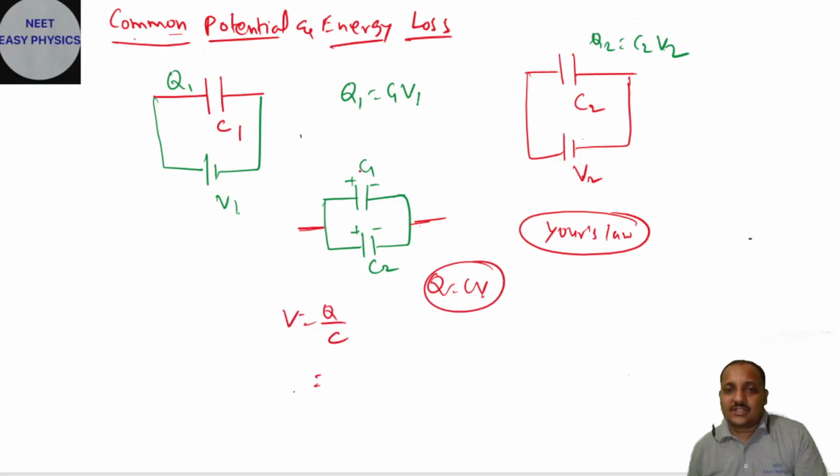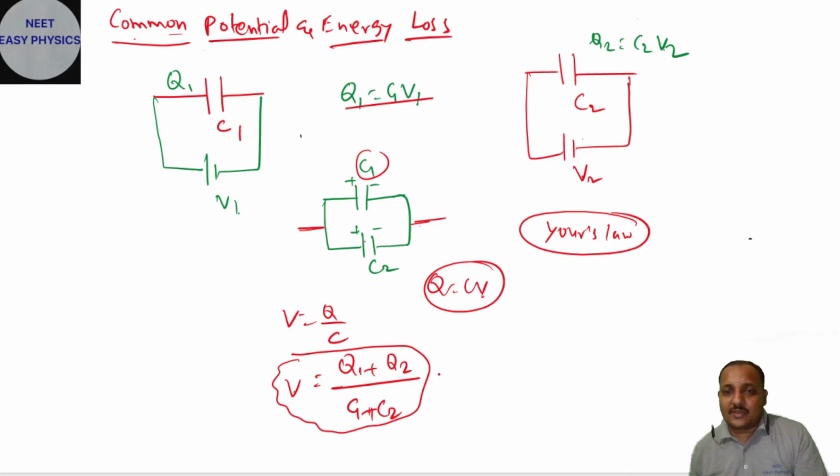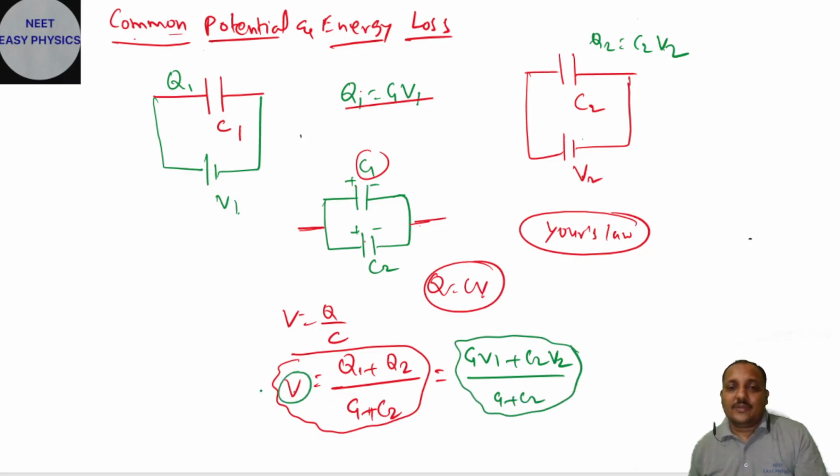Now what is the total charge? What is the charge on C1? Q1. So Q1 plus Q2, and how are these two connected? In parallel, so C1 plus C2. This is the common potential formula. In place of Q1, what will we write? C1 V1 plus C2 V2 by C1 plus C2.